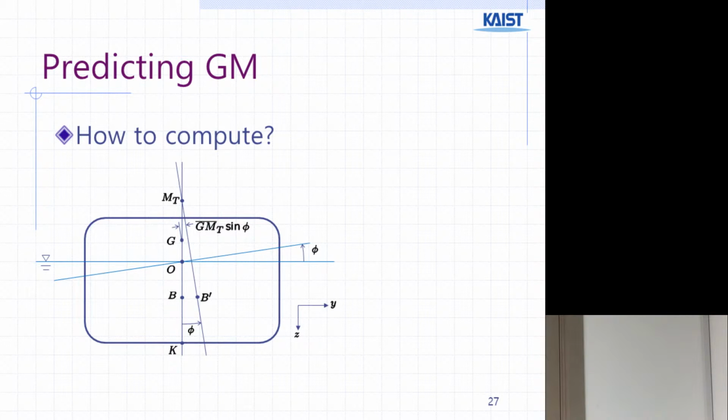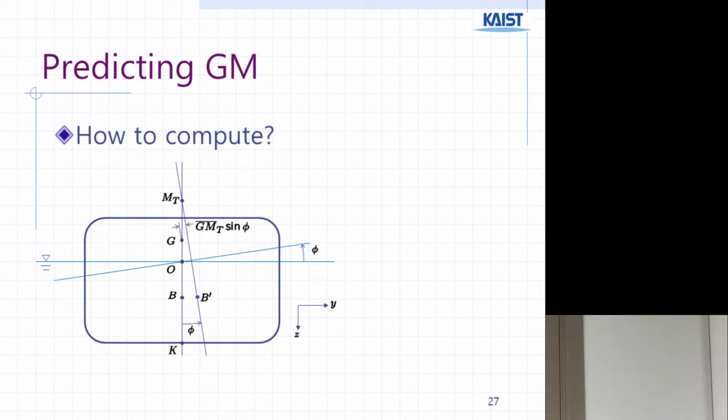And GG prime, we can calculate it using the known formula, which is the weight of the object we placed here times the distance we displaced it, divided by the measured mass displacement of the ship. And so we can have GM equal to the tan of alpha divided by GG prime. And that's how GM is calculated for ships.